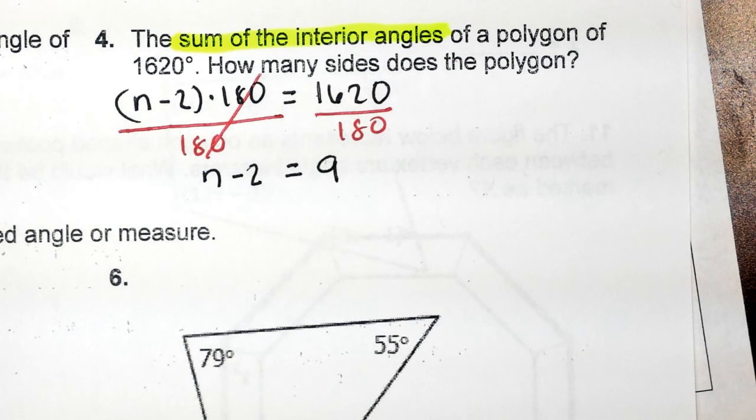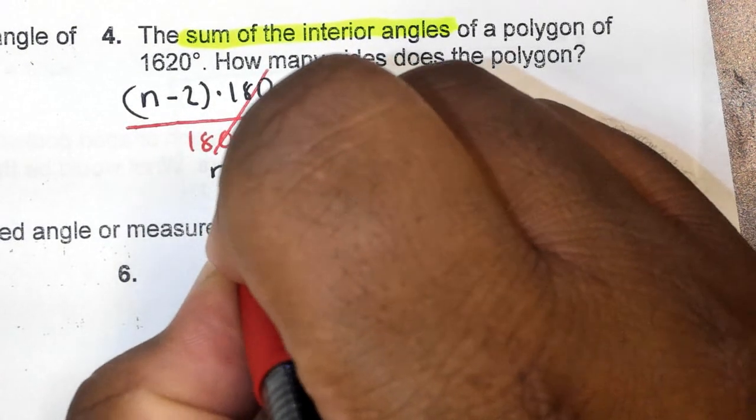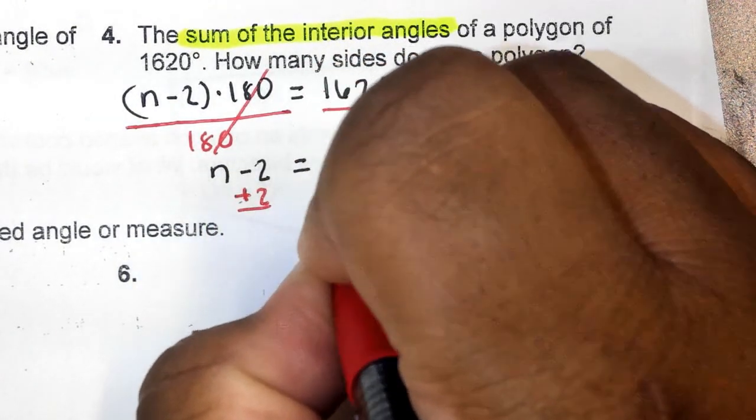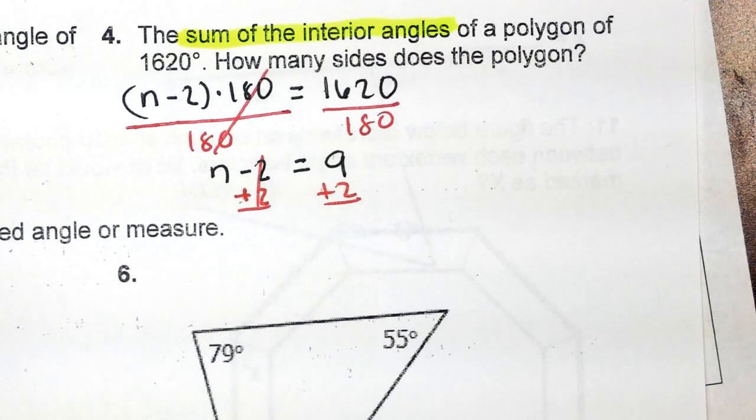So now I got n minus 2 equals 9. Now did you see when I brought my n minus 2 down? I just dropped the parentheses because I don't need it no more because I took the 180 off the end of it. So now it's n minus 2 equals 9. What do I need to do next? Plus 2. Why would you subtract 2? Plus 2. This is what people usually forget if they don't write the equation out.